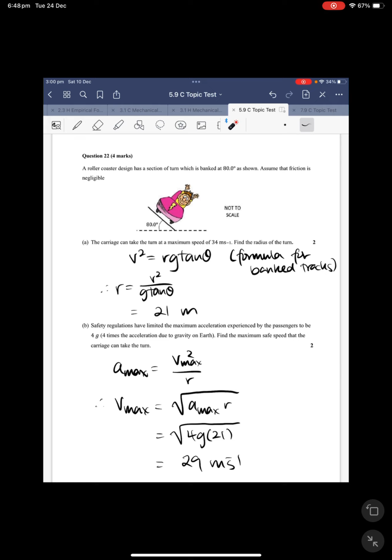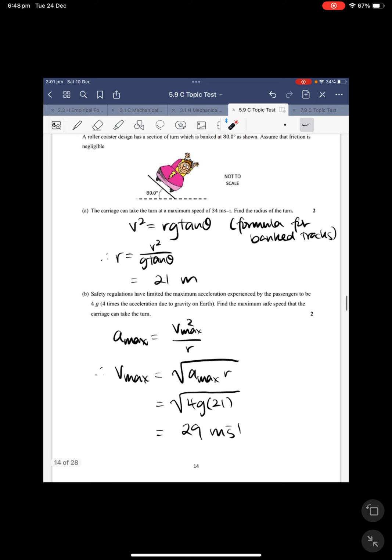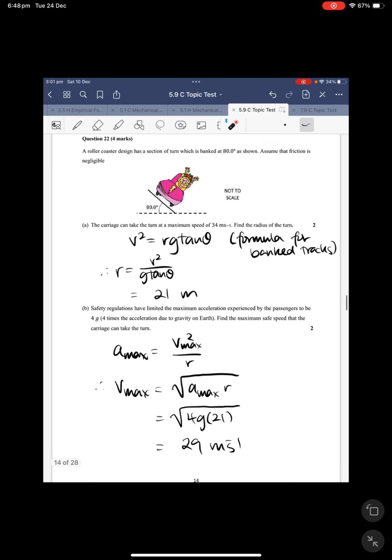Alright, question 22. It says a roller coaster design has a section of turn which is banked at 80 degrees. Assume that friction is negligible. The carriage can take the turn at a maximum speed of 34 meters per second. Find the radius of the turn.